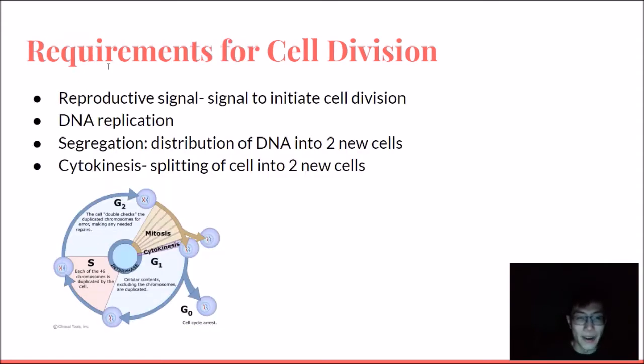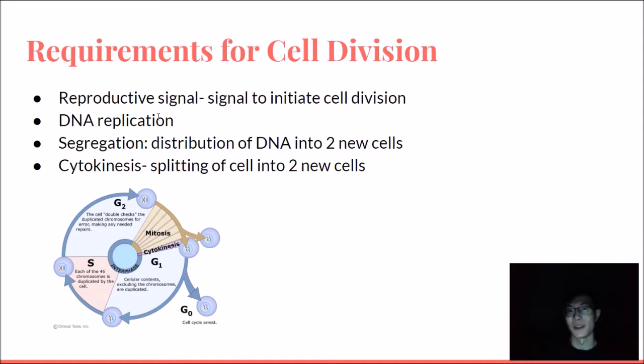So that's cool and all, but when you look at the cell cycle, obviously we have to talk about the requirements that you need in order to push that cell into the cell cycle. Oftentimes what you need is this over here, which is a reproductive signal, which is basically a signal to initiate the cell to divide, to go through the steps of division, right? You obviously need DNA replication.